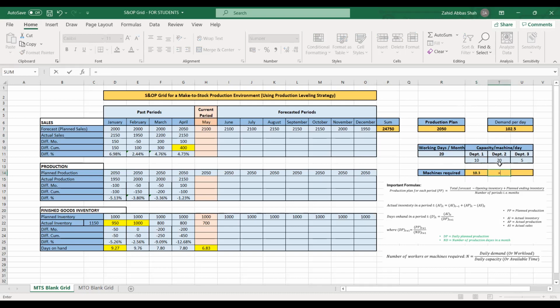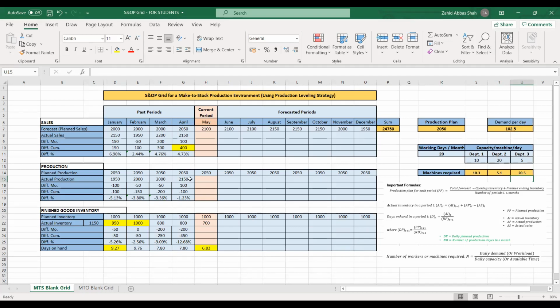Similarly, for department 2 or work center 2, we do the same. Daily demand divided by daily capacity. So we require 5 machines, and same is true for work center 3. Daily demand divided by daily capacity. So we require 21 machines.